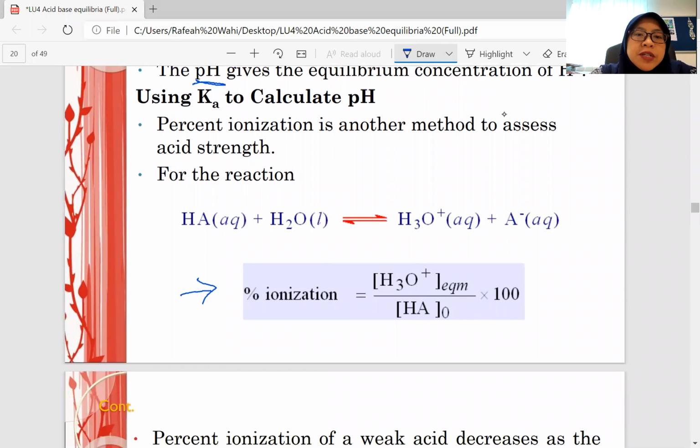Again, we go back to the equation for dissociation of weak acid. Let's say we have weak acid HA dissociates in water, and the product is hydronium ion and the conjugate base. So percent ionization is equal to the concentration of hydronium ion at equilibrium divided by the concentration of the initial acid times 100%. So this would be the equation for calculating percent ionization in weak acid.